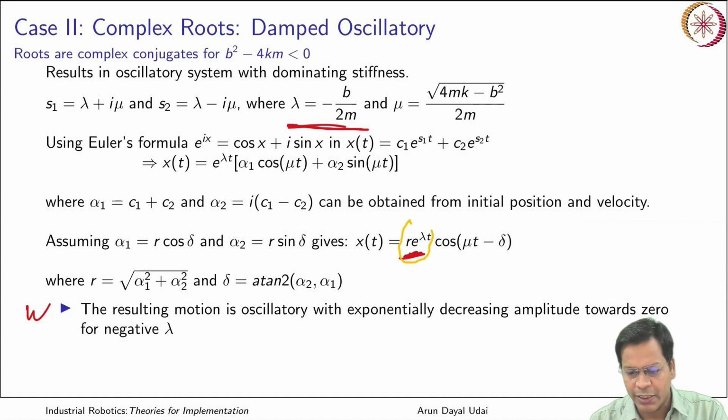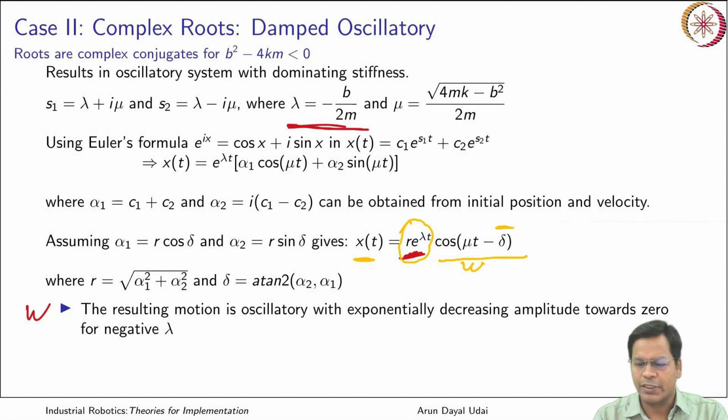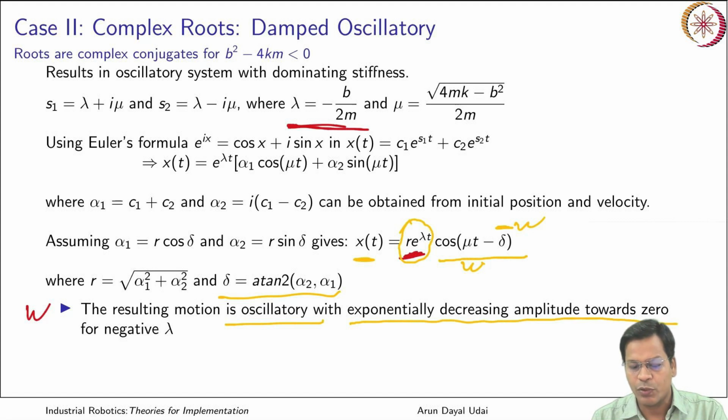So this basically creates the amplitude. It is exponentially decreasing, and this is creating an oscillatory behavior. If you plot with time, your displacement will behave in a cosine manner with some phase. It won't start at the exact position where you see the peak, but you have some delta, which is given by this. So the resulting motion should be oscillatory with exponentially decreasing amplitude towards 0 for negative value of lambda. Lambda is negative, you know that.